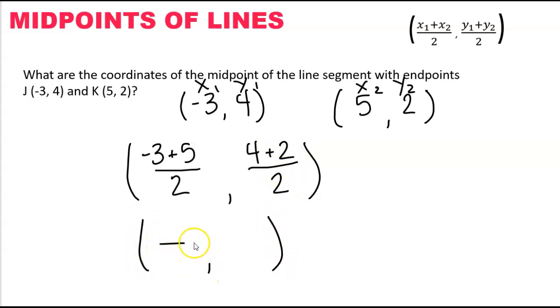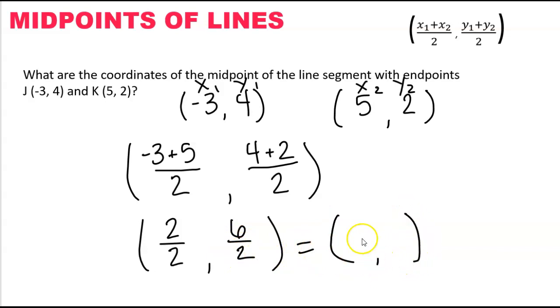So let's see here. I have -3 plus 5 gives me a +2 over 2. I can't forget about that, divide by 2. And then I have 4 plus 2, which is a 6, divided by 2. So these simplify down to 1, 3. So our midpoint between points J and K is going to be at the coordinate 1, 3.